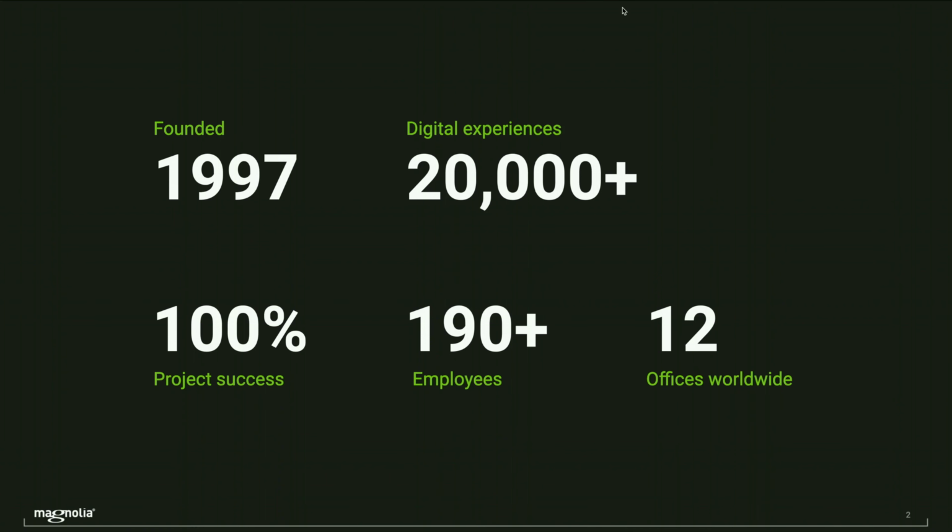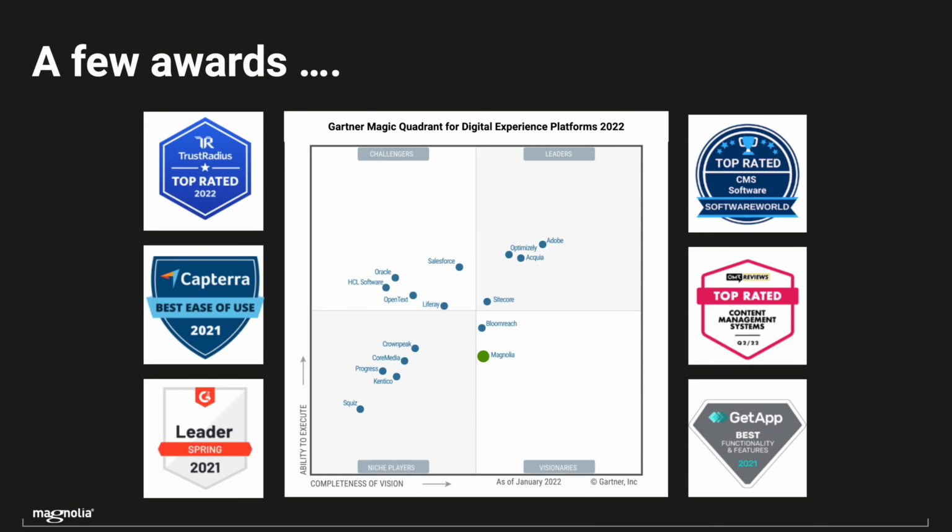Magnolia was founded back in 1997, and we now have 12 offices worldwide. One thing I would really like to point out here is our 100% project success, meaning every client that has chosen Magnolia has gone live with Magnolia. And here are a few awards that we're also really proud of. In the center, you'll see the Gartner Magic Quadrant for DXPs, where Magnolia is named the visionary with our composable approach to content management.